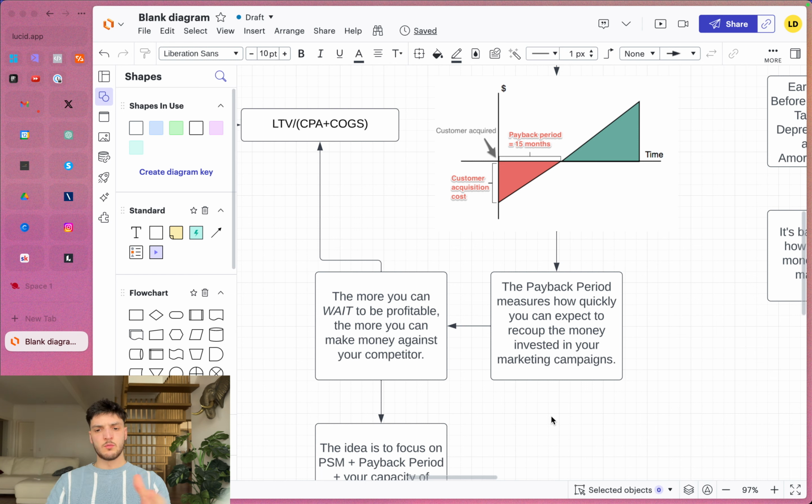It's like ROAS or MER doesn't tell you this. It doesn't take into consideration the treasury and all of this stuff, right? And with the payback period, with the PSM and all of this, you are actually looking at the right data at the right time. So when you start to understand this, then you can look at your LTV, but with a time frame.